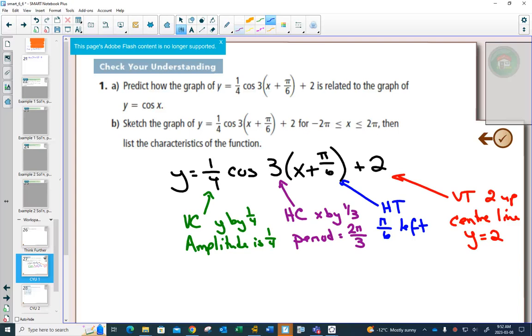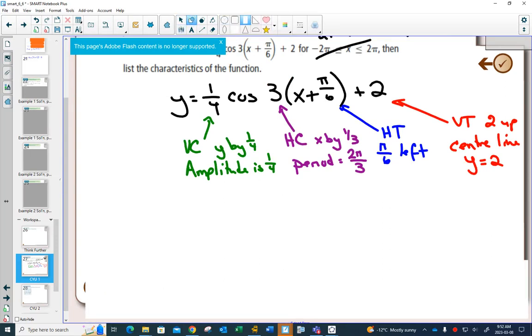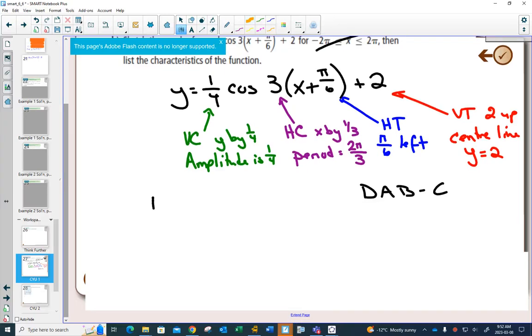When we go to graph it, and here we'll put a line through this, we'll just graph at least one period. When we go to sketch this, again, I would suggest putting DAB-C off to the side to keep track of what you have to do. We would start with D. Our center line is 2.